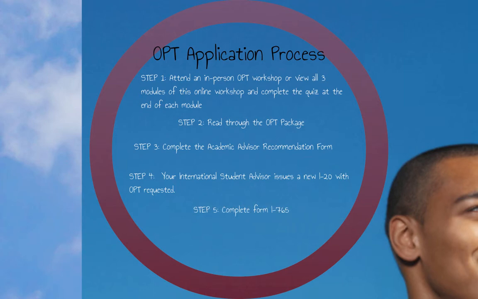Step 5. Complete Form I-765. Always use the most current version of the Form I-765 that you can find at uscis.gov/forms. Step 6. Prepare your documents and mail them to the U.S. Citizenship and Immigration Services. If you prefer, you may have the OIPS review your complete OPT packet before mailing it during the walk-in hours.